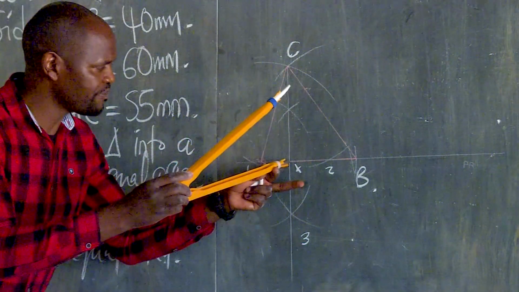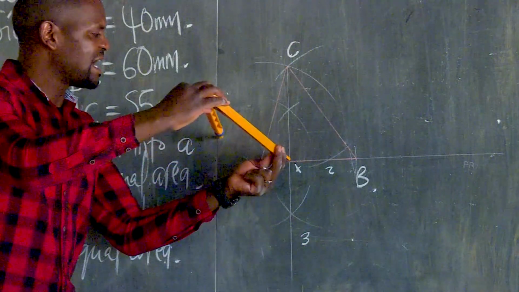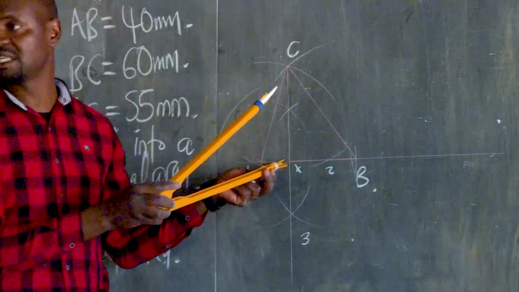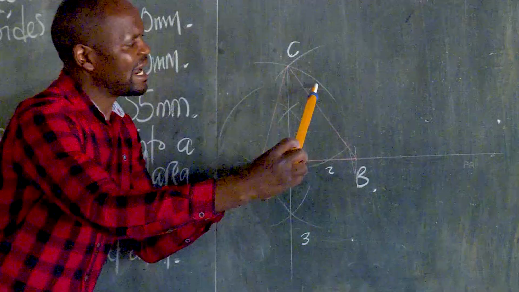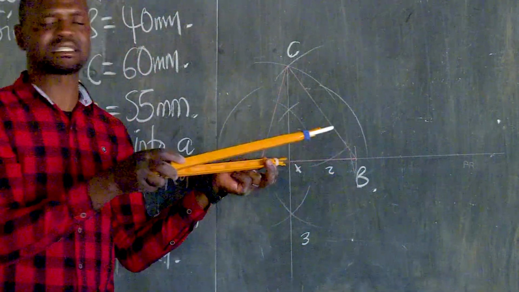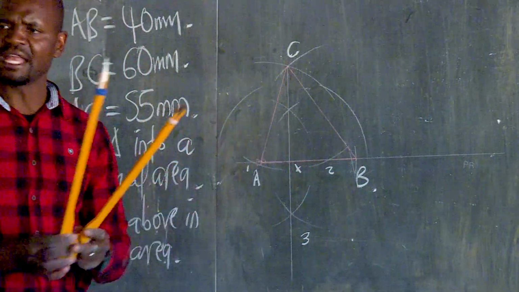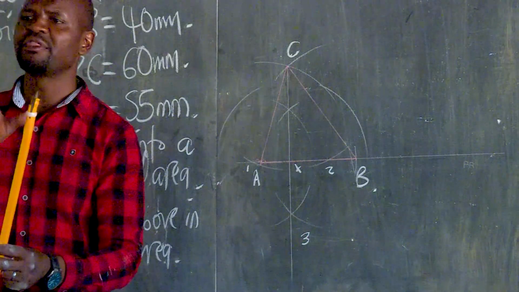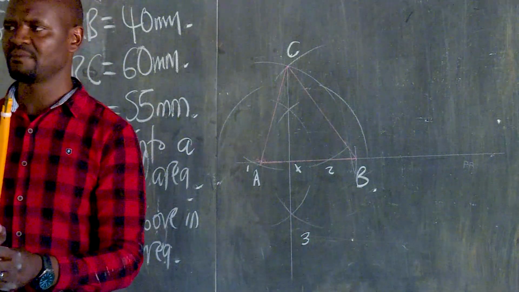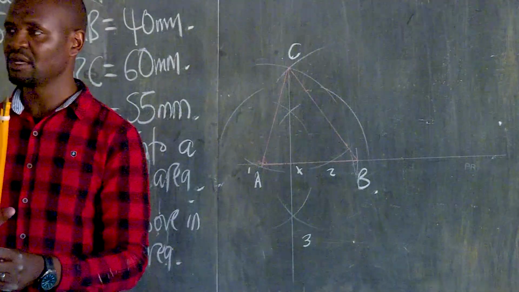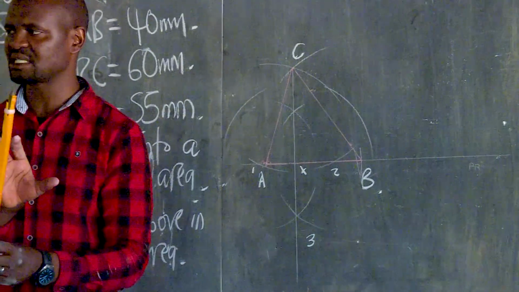So you come here, you strike an arc like this. That's what you said, yeah? Yes, sir. Then you come there and strike another arc like that. Are we together? Yes, sir. Then, do not change the measurement of the radius of the compass. Are we together? Yes, sir. Do not change this distance.